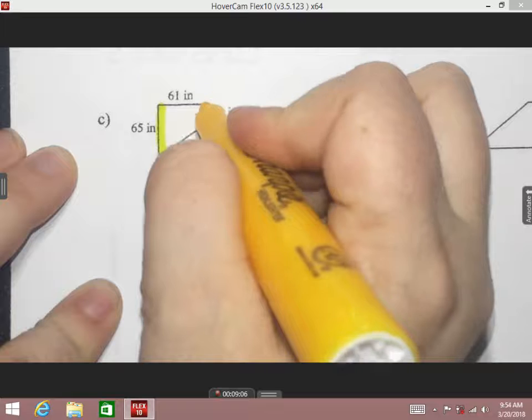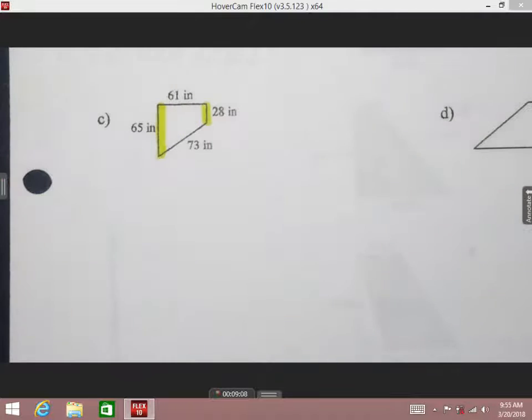65 and 28, because those are in that same direction. 65 and 28. All right. Now, since I got 2 numbers still left out, that means one's going to be extra. One of them is something I don't need. So which one of those is going to be my height? Which one of those is my height?